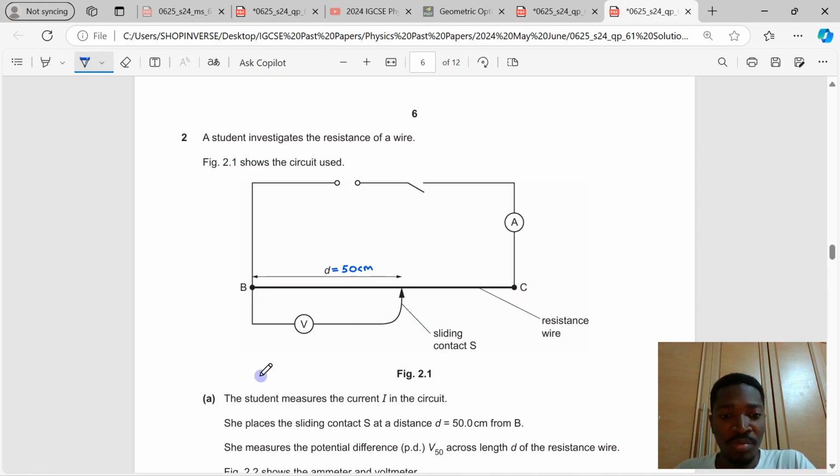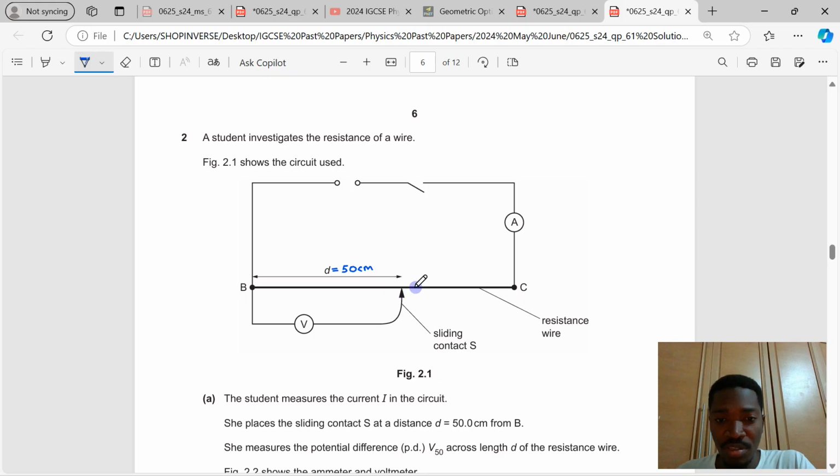This is a switch. The student measures the current I in the circuit. She places the sliding contact S at a distance D equal to 50 centimeters from B. So starting with a distance of 50 centimeters, she measures the potential difference V, that's V50, across length D of the resistance wire.